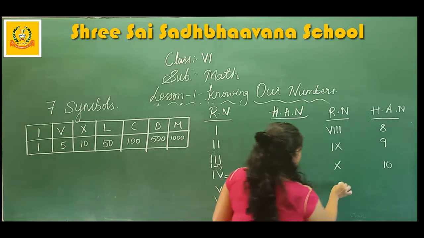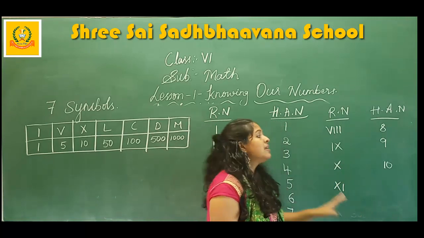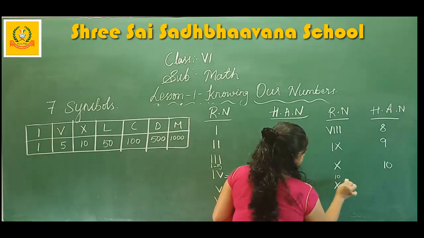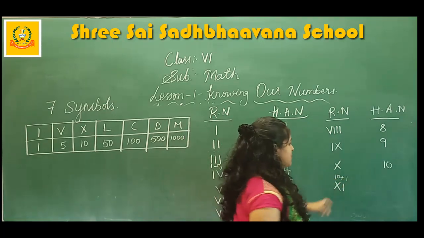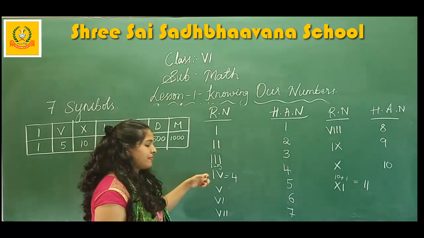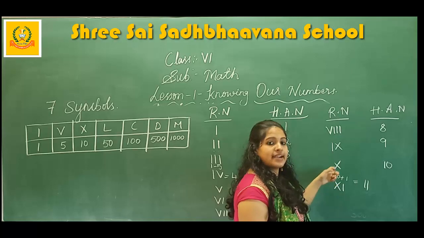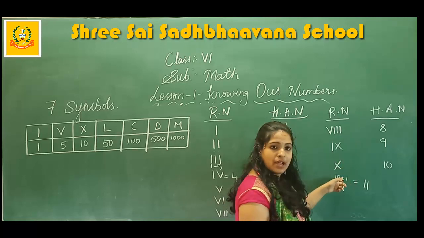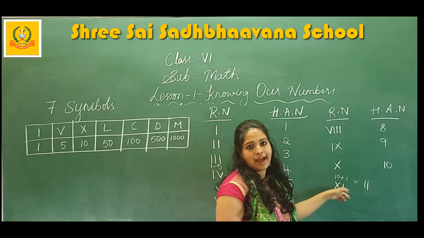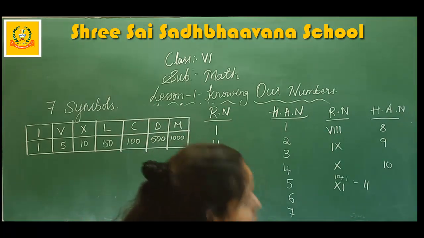Suppose we are writing 11, how to write it? XI. If we write the smallest number after the largest number, we have to add the values. The value of X is 10, the value of I is 1. 10 plus 1 is equal to 11. So if the smaller number comes before the larger, we subtract; if it comes after the greater number, we add.